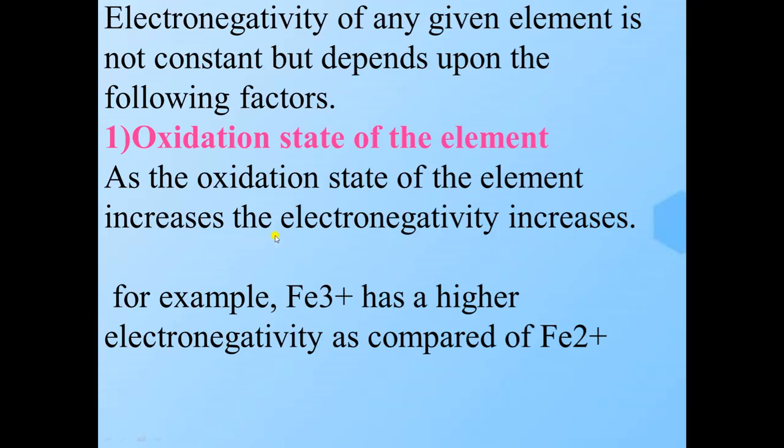Now, electronegativity of any given element is not constant but depends upon the following factors. What are those factors on which electronegativity depends? First is oxidation state of the element. If oxidation state of the element is more, then electronegativity will be more. Like if we compare iron, here iron is present in 3 positive oxidation state and here it is present in 2 positive oxidation state. That means iron has more tendency to attract the shared pair of electron. So it is more electronegative and it is less electronegative.